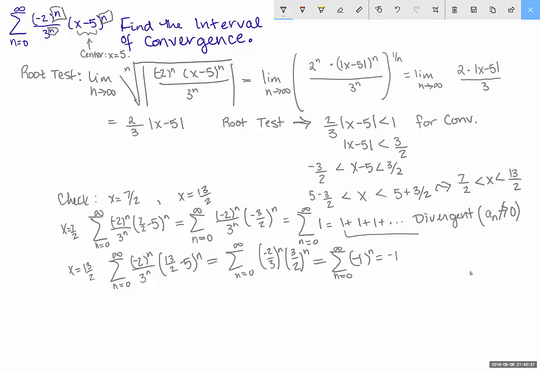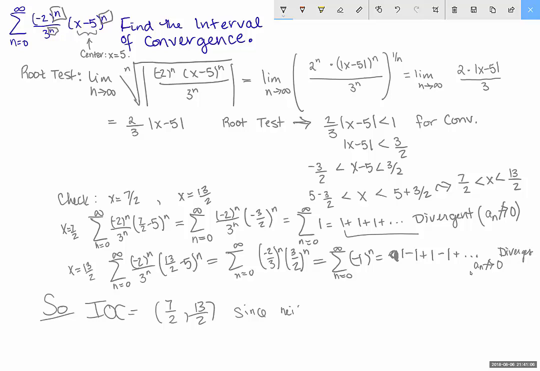And this is an alternating series, sorry, 1 minus 1 plus 1 minus 1 plus. And that's an alternating series, but since the nth term is not convergent to 0, this also diverges. And so neither endpoint for this example will be in the interval of convergence. So the interval of convergence is only 7 halves to 13 halves, since neither endpoint caused a convergent series.